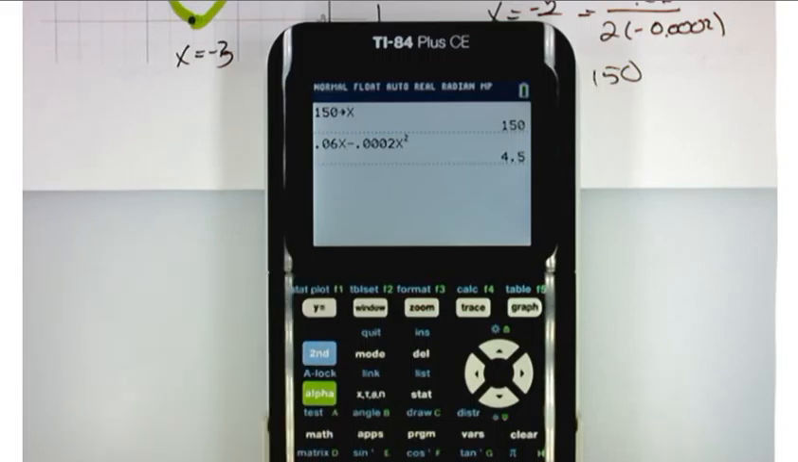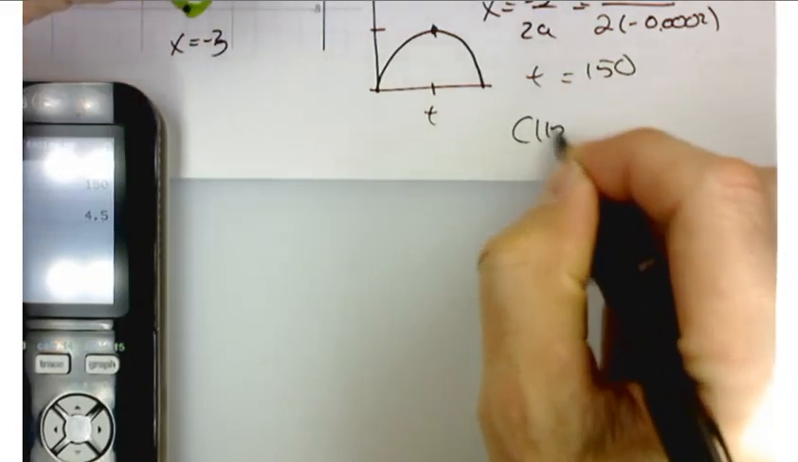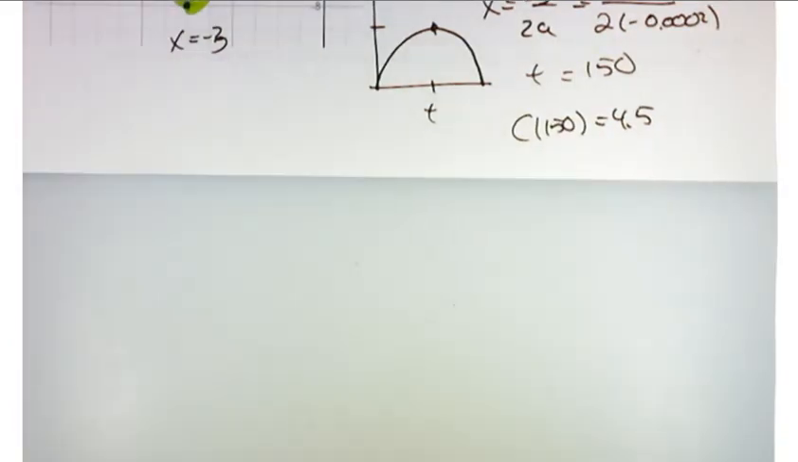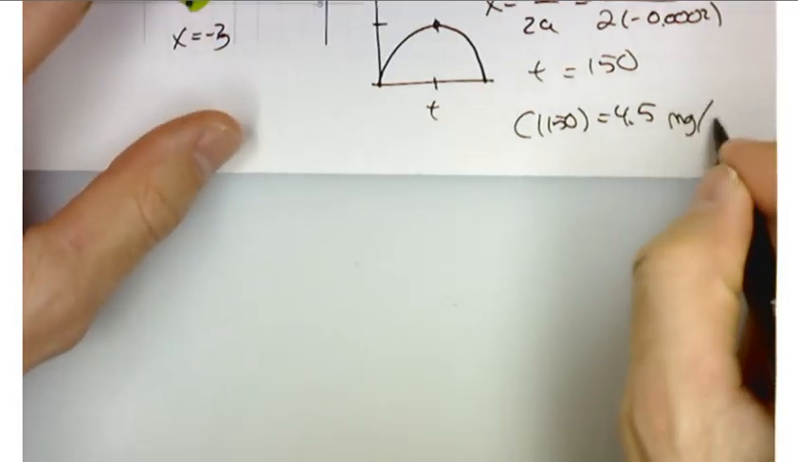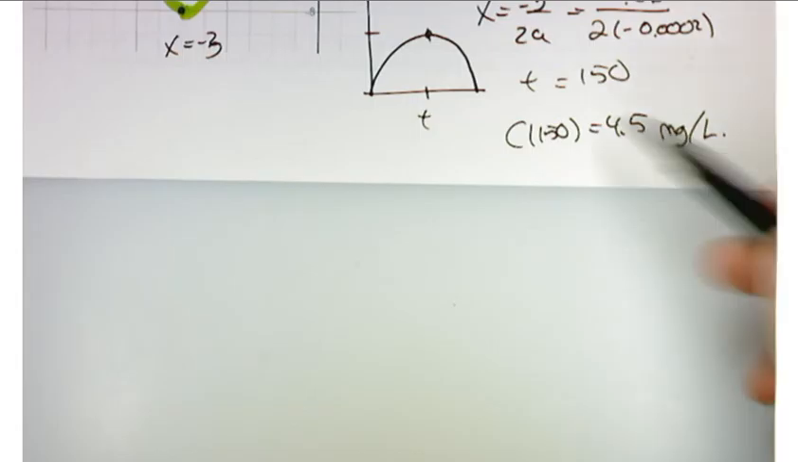Someone else want to double check me on that before I write it down? Yes. Got the same thing? Okay. See, you made me nervous. All right, it's all right. So C of 150 is 4.5. Curious what the units would be on that one. Milligrams per liter. Milligrams per liter. Boy, that's tiny. That's really, really tiny. Yep, just plug 150 in.